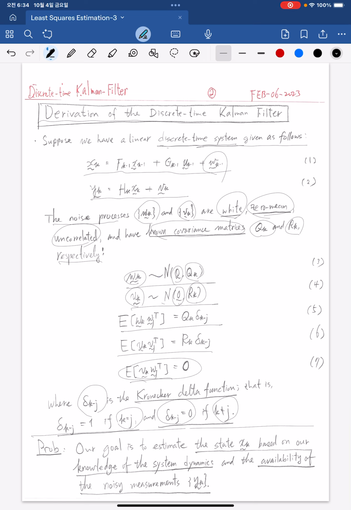Problem. Our goal is to estimate the state x_k based on our knowledge of the system dynamics and the availability of the noisy measurement. y_k는 이제 noisy measurement죠.